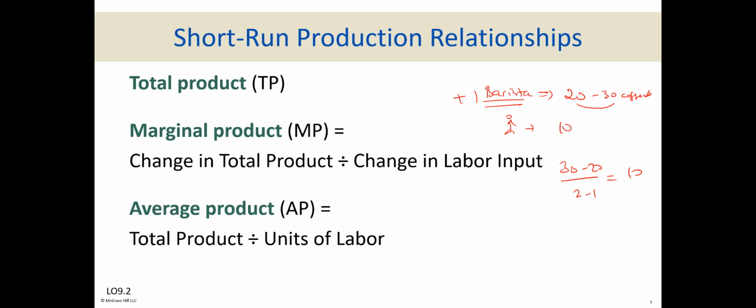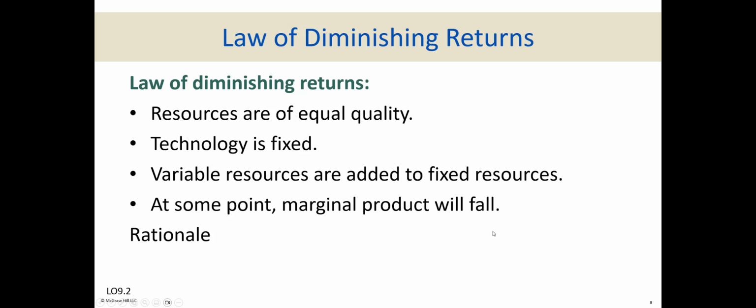And the average product depends on how many baristas there are in total. So if the total product is 30 and you have 2 baristas, then 15 coffees per barista is the average product. Now we have an important concept that we need to understand: the law of diminishing returns. This law states that as more units of a variable resource, like labor, are added to a fixed resource, like machinery, at some point the additional output will start decreasing.